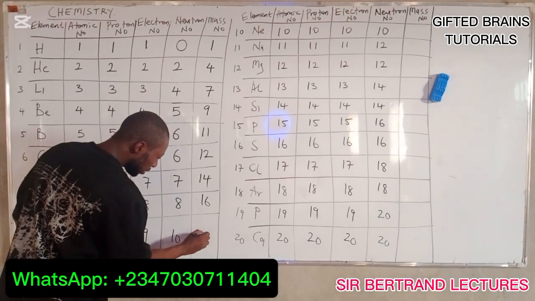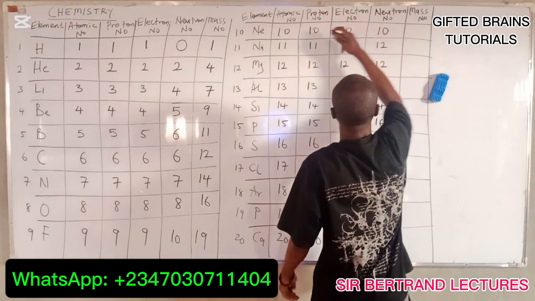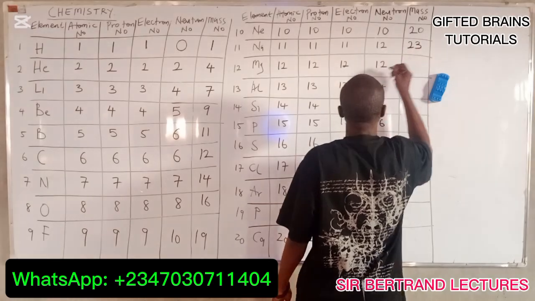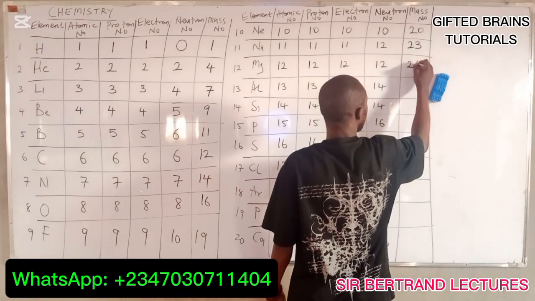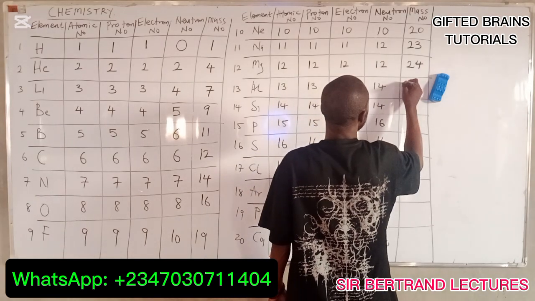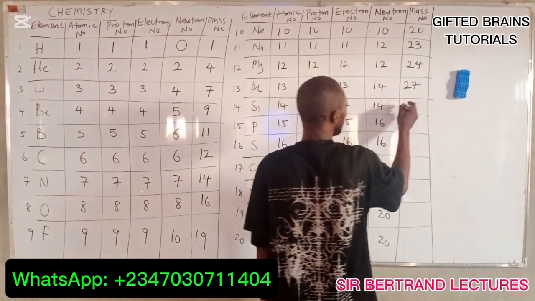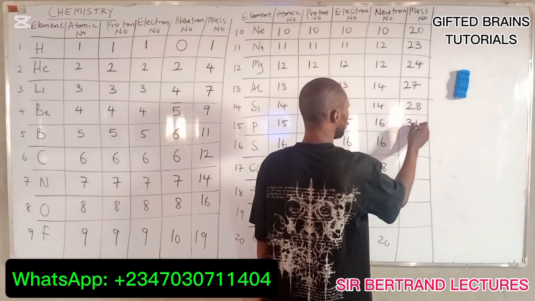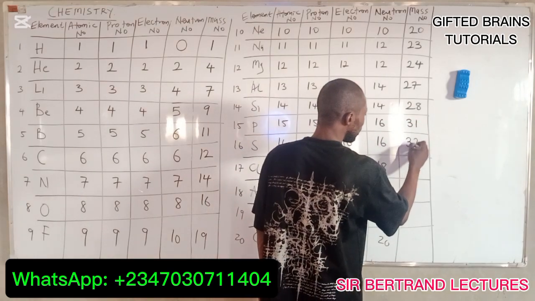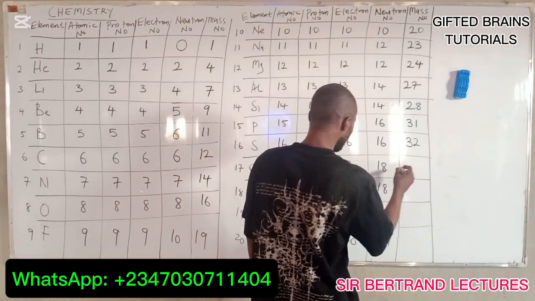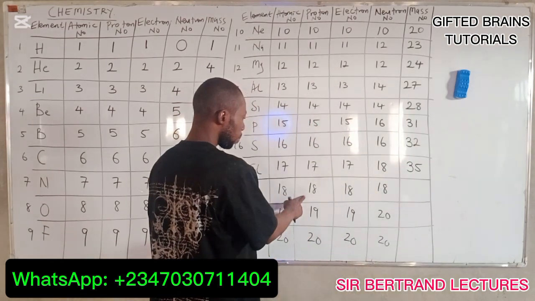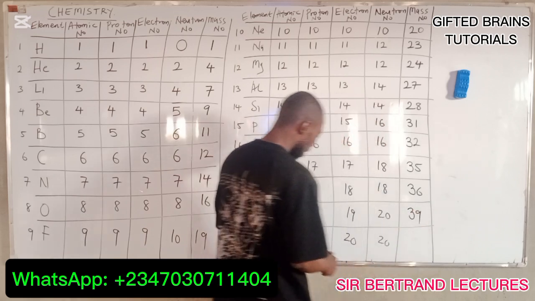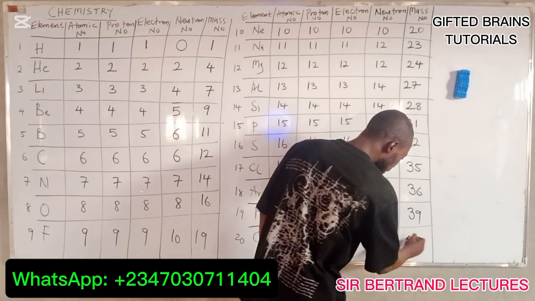9 plus 10 is 19. 10 plus 10 here is 20. 11 plus 12 is 23. 12 plus 12 is 24. 13 plus 14 is 27. 14 plus 14 is 28. 15 plus 16 will give us 31. 16 plus 16 is 32. 17 plus 18 is 35. 18 plus 18 is 36. 19 plus 20 is 39. 20 plus 20 is 40.